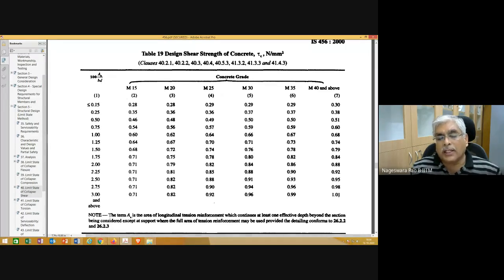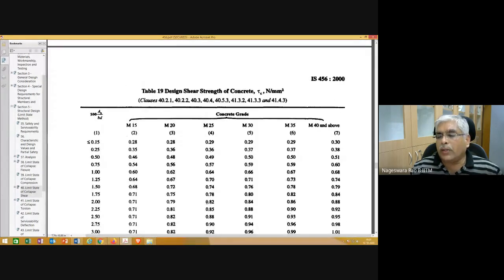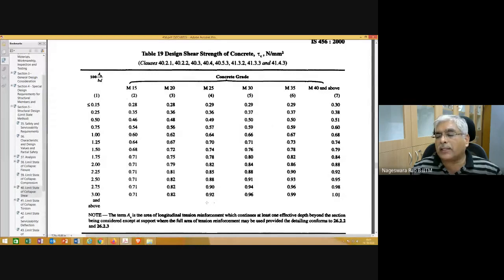So in this note it is mentioned As should be the area of longitudinal tension reinforcement which continues at least one effective depth beyond the section where you are looking, except at support. That you have to keep in mind. Any questions? Professor Amlan, you want to add something here?